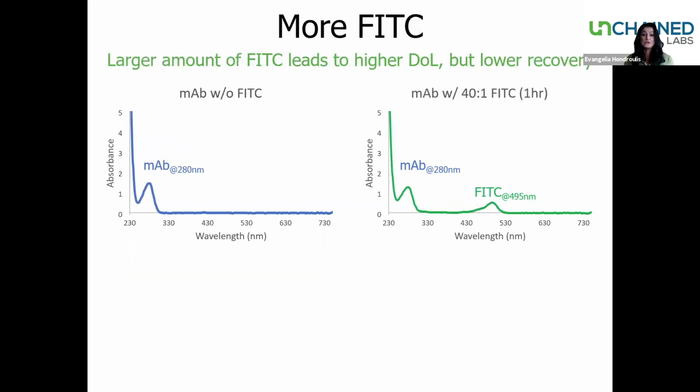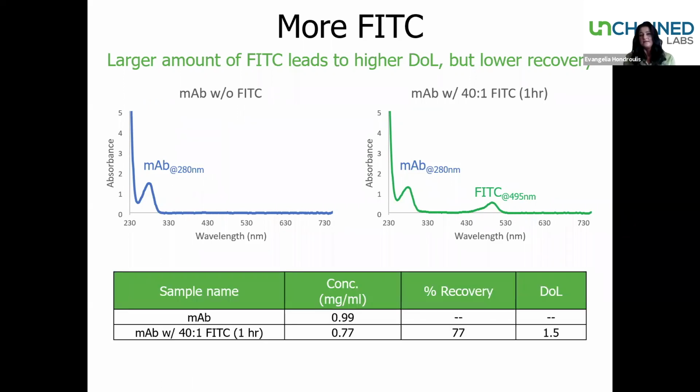The next experiment that we tried was increasing the amount of Fitzy. So we increased the ratio of Fitzy to antibody to 40 to 1. Now, note, we did this by decreasing the concentration of the antibody to achieve that 40 to 1 ratio. Now we notice by increasing the molar ratio, we actually see a greater increase in the degree of labeling. However, we see a percent recovery of 77%. This is a lot lower than what we saw before. So increasing the amount of Fitzy may not be as ideal as increasing the incubation time for this particular antibody.